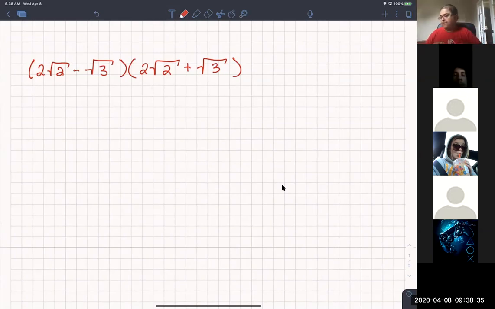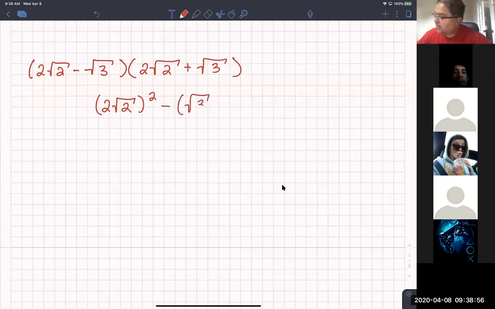Okay, what do we get? What do we do? You do the same as last time and take the first thing squared minus the second one squared. Okay, now.